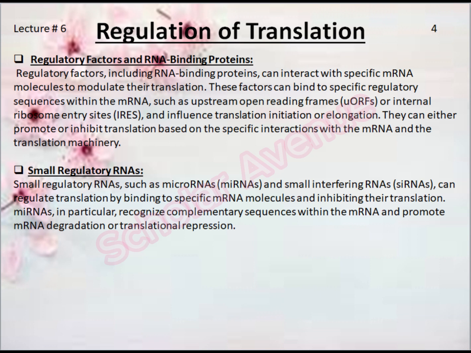Number 5 is small regulatory RNAs. Small regulatory RNAs, such as microRNAs, miRNAs, and small interfering RNAs, siRNAs, can regulate translation by binding to specific mRNA molecules and inhibiting their translation. miRNAs, in particular, recognize complementary sequences within the mRNA, and promote mRNA degradation or translational repression.